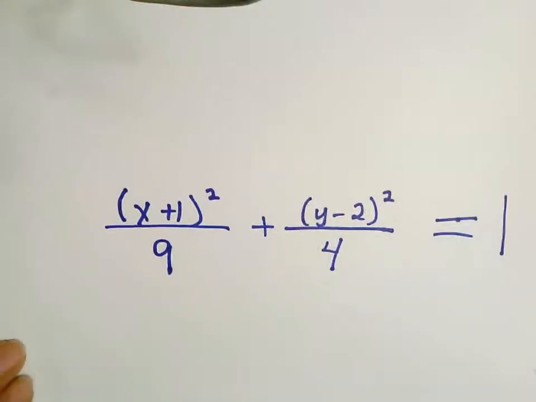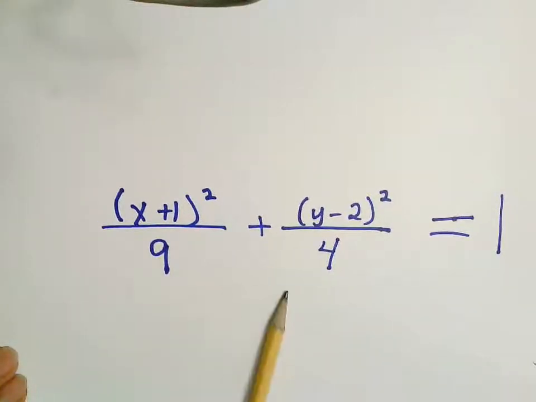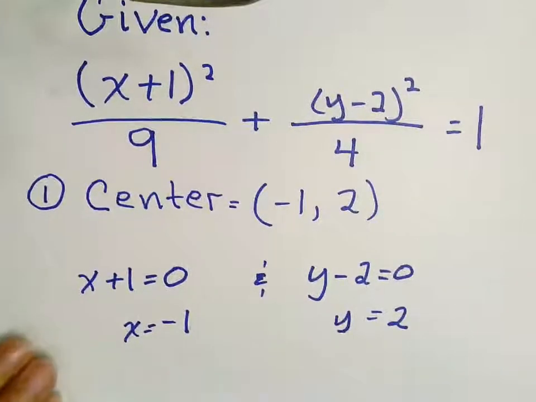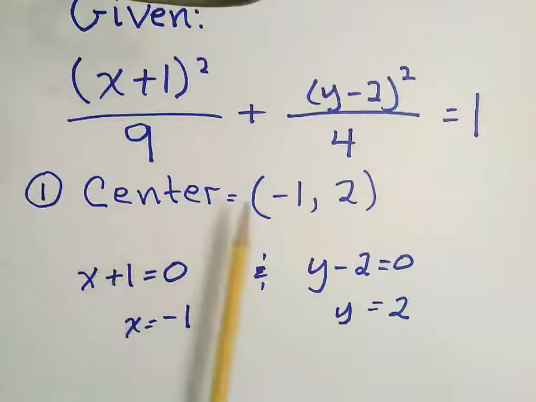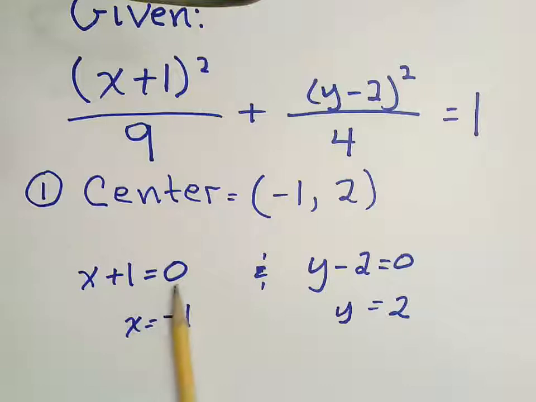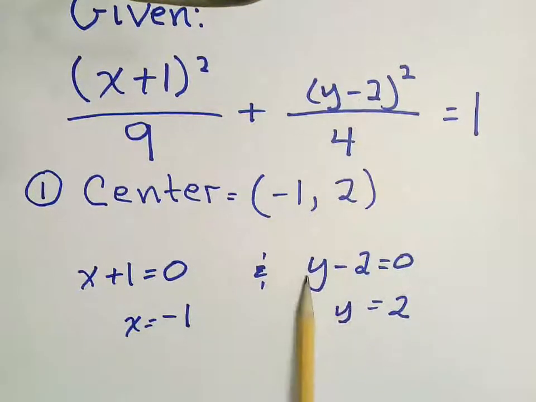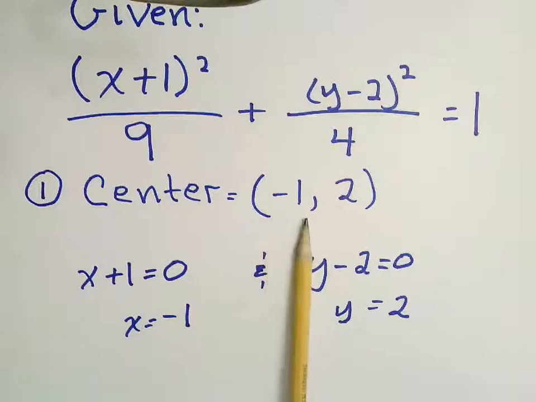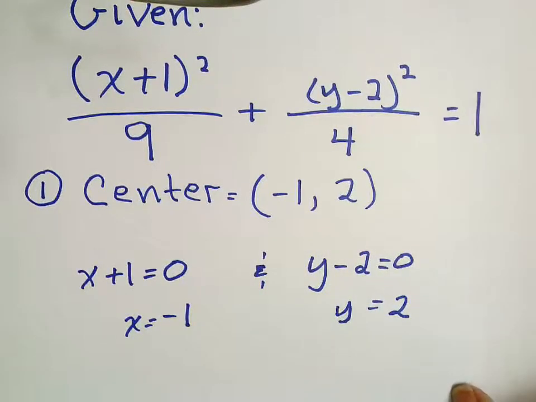We're going to sketch this ellipse where the center is not at the origin. So the very first thing that we're going to do is find the center. The center is -1, 2. We take the binomial x plus 1, we set it equal to 0, so x equals -1. We take the binomial y minus 2, we set it equal to 0, so y equals 2. So the center is -1, 2. The center is not at the origin.